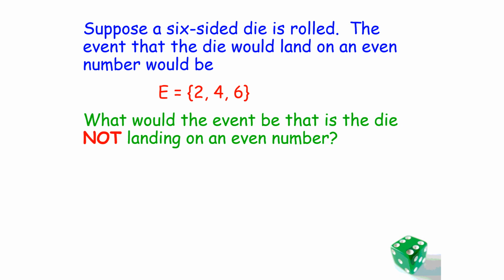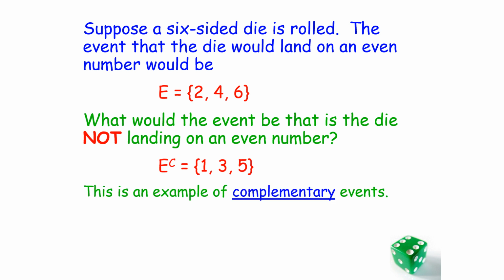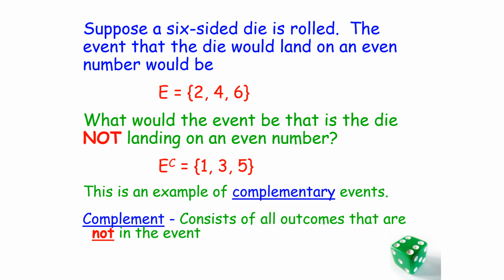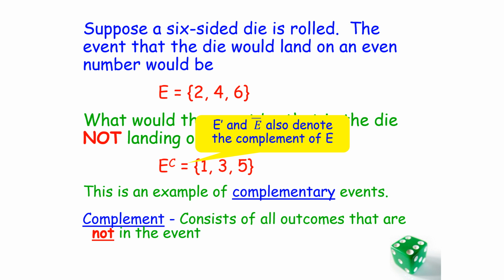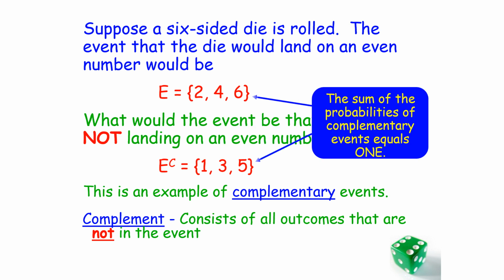What would the event be that the die is not landing on an even number? Well, that would be 1, 3, and 5. This is the complementary event. So a complement consists of all outcomes that are not in the event. The superscript C stands for complement, but you can also use prime or a bar to denote the complement of E as well. The sum of the probabilities of the complementary events equals 1.